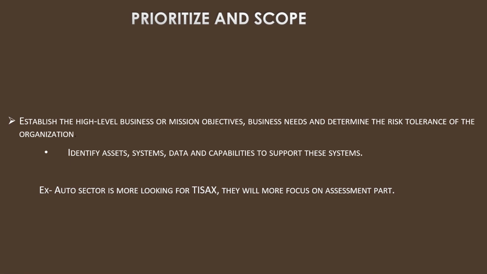What are the subtypes? It identifies assets, systems, data, and capabilities that support these systems. Example: the auto sector is more focused on TISAX because of the regulations, so they will focus more on the assessment related to TISAX. Next is the orient step.